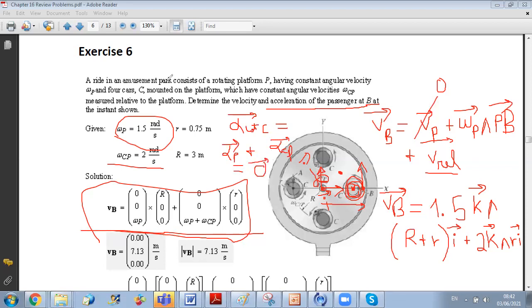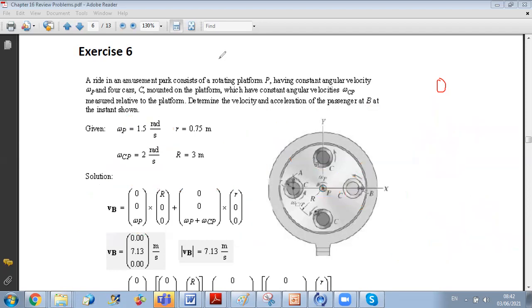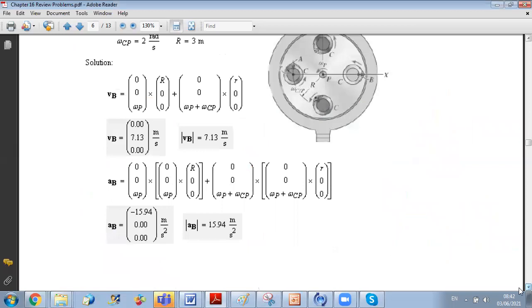So now if we replace into the vectorial relation, the vectorial relation states that by relating B to this point, this is point O, the acceleration of B is equal to acceleration of O. Now how do we calculate the acceleration of O?